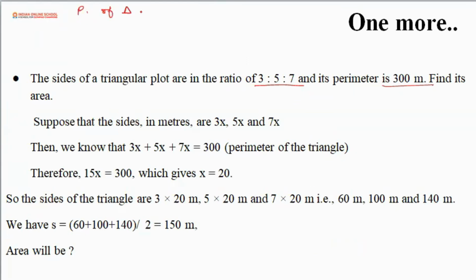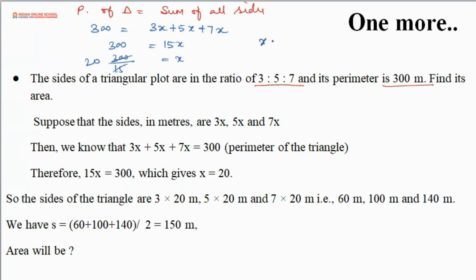As we already know, the perimeter of a triangle is always equal to the sum of all sides. We just need to add all the sides. The perimeter is already given to us as 300, and the sides are in the ratio, so the sum is 3x plus 5x plus 7x. That gives us 15x. So 15x is equal to 300, and the value of x would be 300 by 15, which is 20.